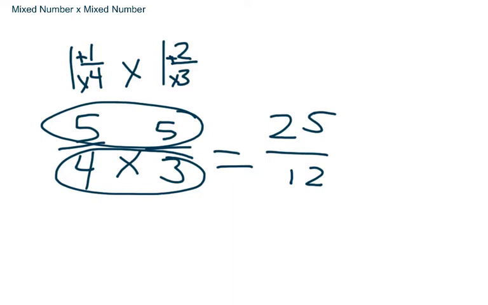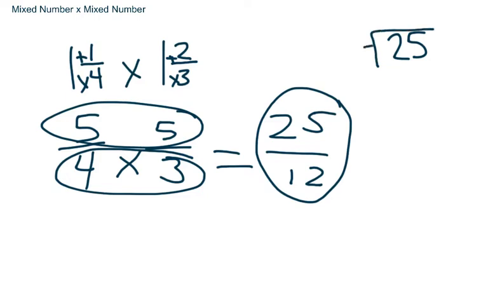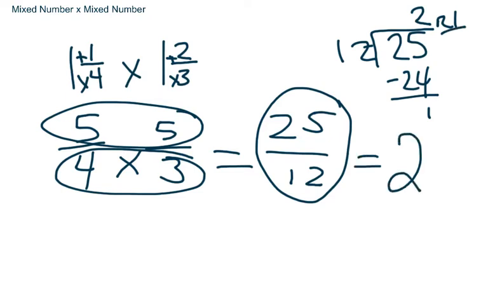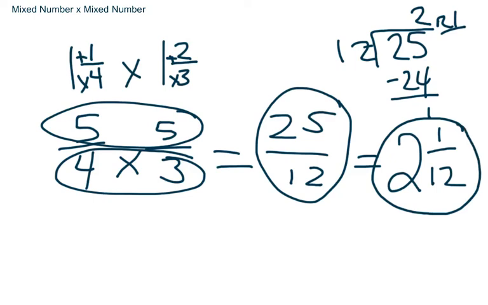The first, I have to check if it's improper. In this particular fraction, 25 is bigger than 12, and therefore it's improper. So I need to take 25 and divide it by 12 in order to change it back to a mixed number. 12 goes into 25 2 times, and I'm left with a remainder of 1. So 25 twelfths becomes 2 and 1 twelfth. I can't simplify 1/12 anymore, so 2 and 1/12 becomes my answer.